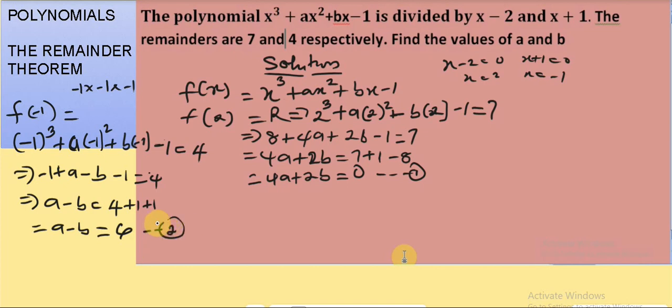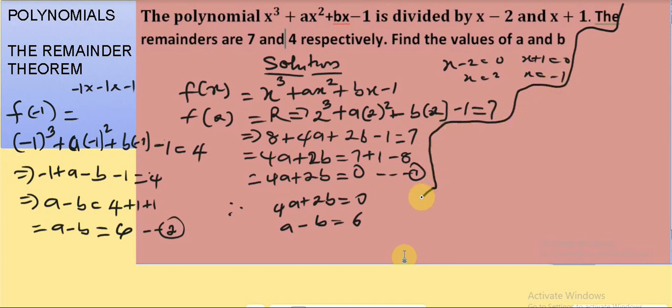So now I'm going to solve simultaneously because I have two equations now. So this has formed a simultaneous equation. So I'm going to write, since I have equation 1 as 4a plus 2b is equal to 0, and a minus b is equal to 6. So I can decide to solve using the substitution method. I'm going to use the substitution method to solve this simultaneous equation here.